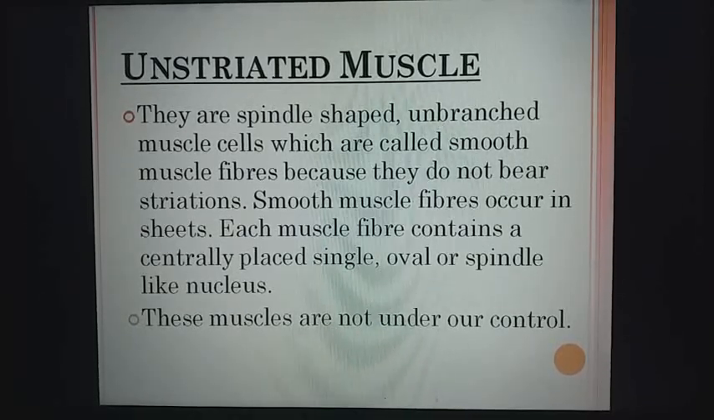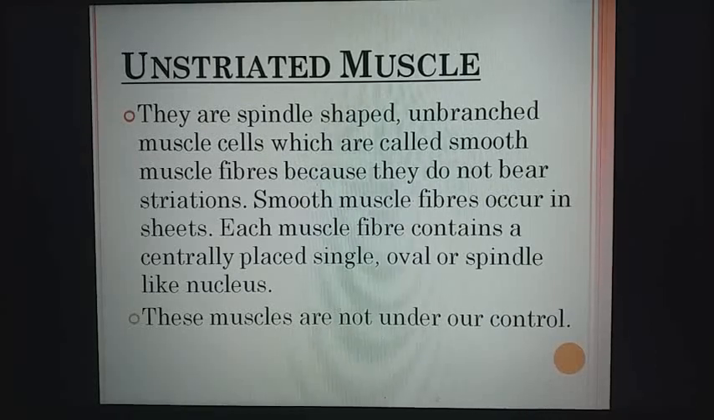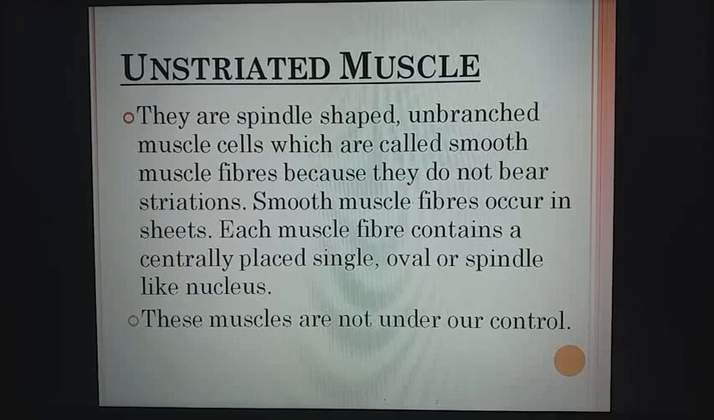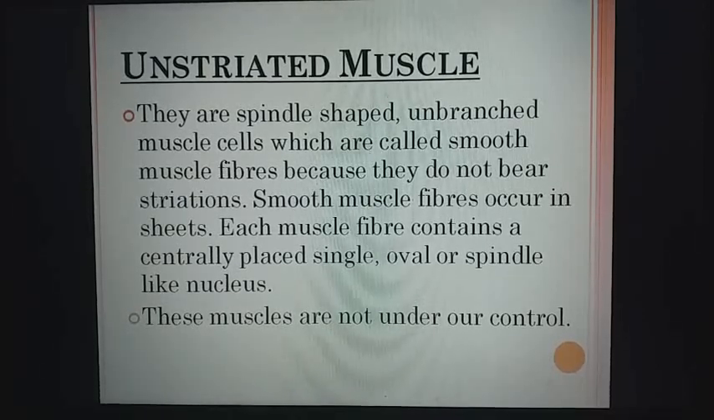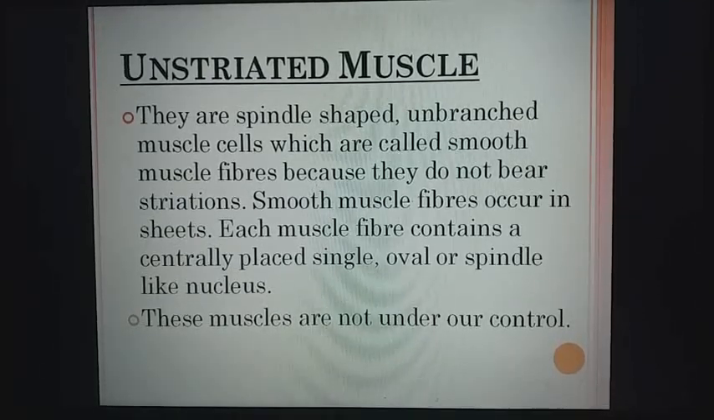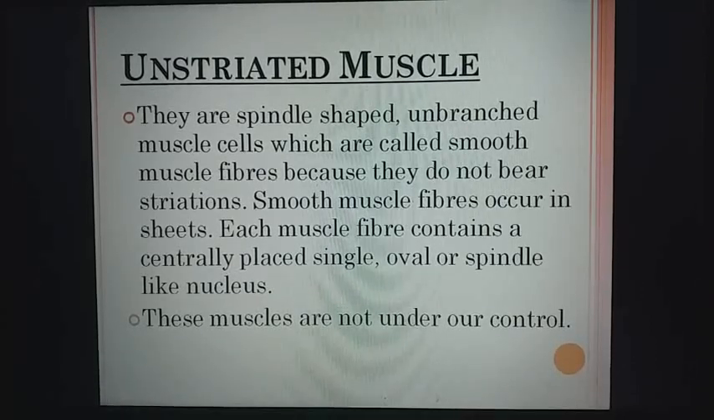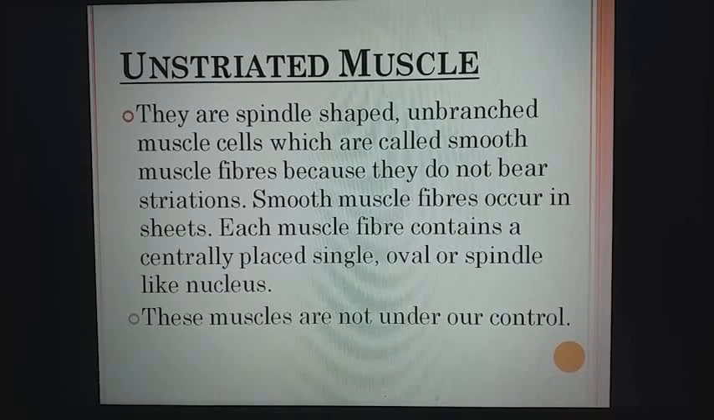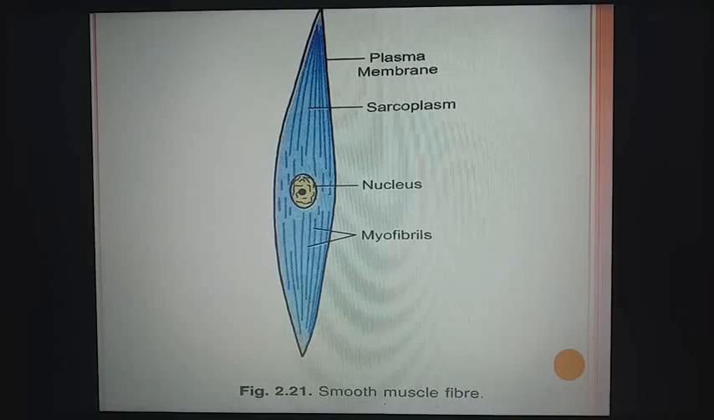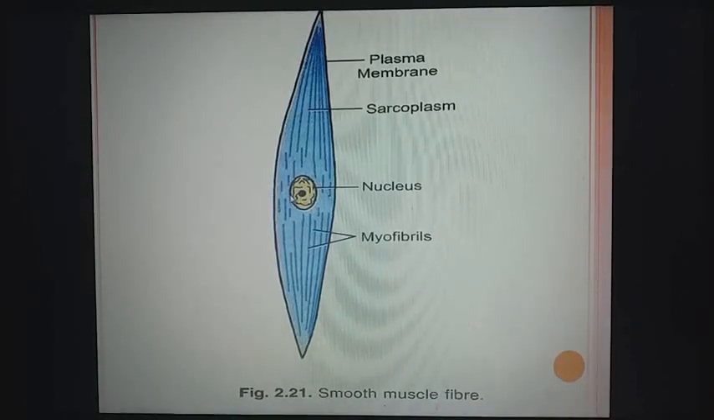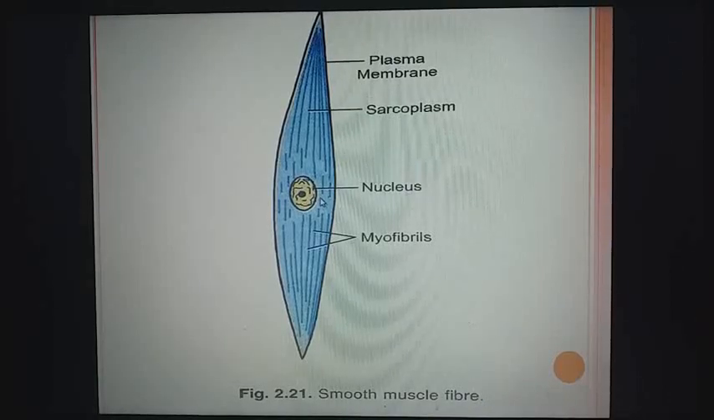Write the difference between the voluntary and involuntary muscle. So voluntary muscles are those muscles which are under our control, and involuntary muscles are those muscles which are not under our control. For example, the digestion of the food or the passing of the food through the esophagus cannot be controlled by ourselves. So this is being done with the help of this unstriated muscle, as these muscles are not under our control.